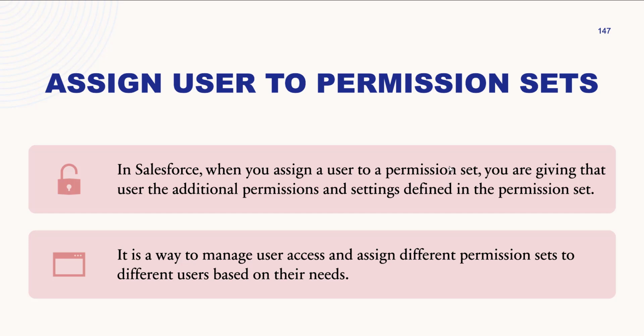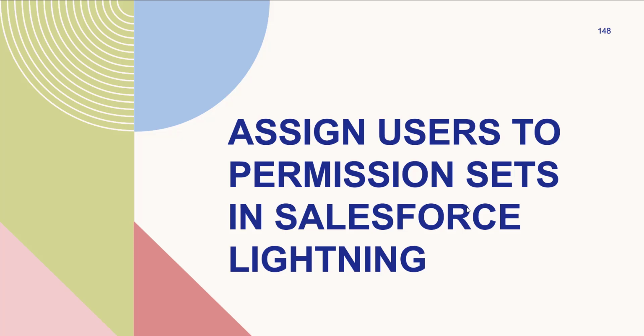In Salesforce, when you assign a user to a permission set, you are giving that user additional permissions and settings defined in the permission set. It is a way to manage user access and assign different permission sets to different users based upon their needs instead of their profile permissions. The users have their profile permissions and we are giving them other permissions with the help of a permission set. So let's proceed and discuss how we assign users to a permission set in Salesforce Lightning.